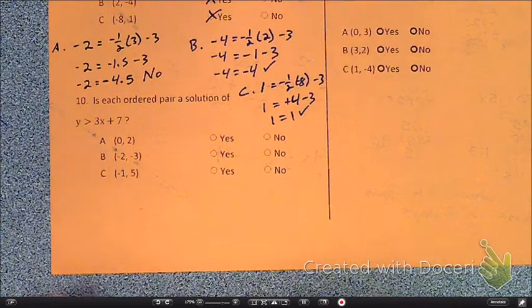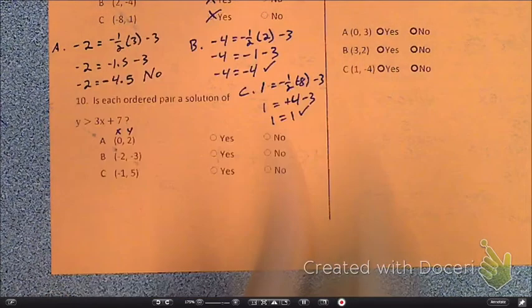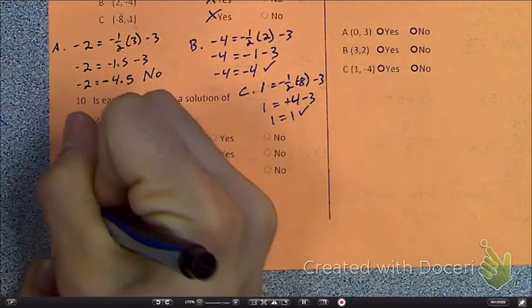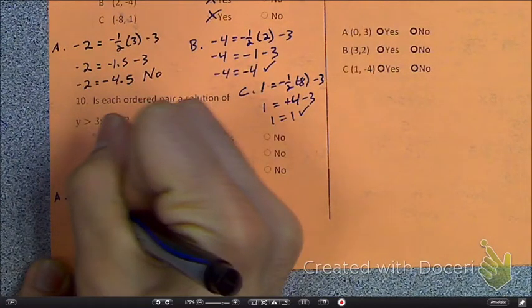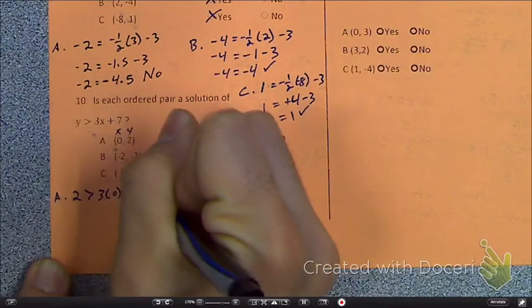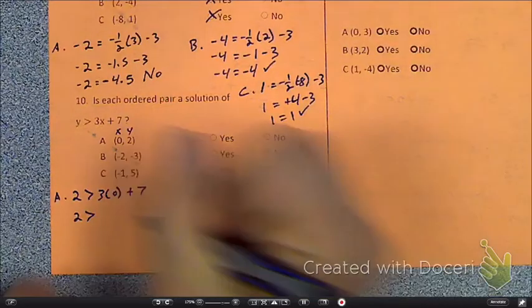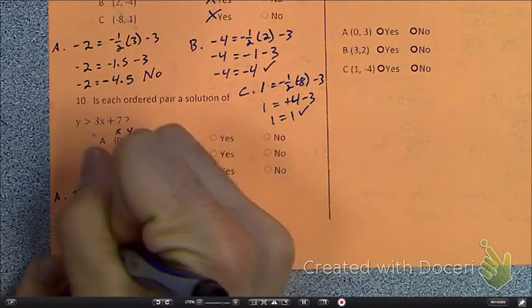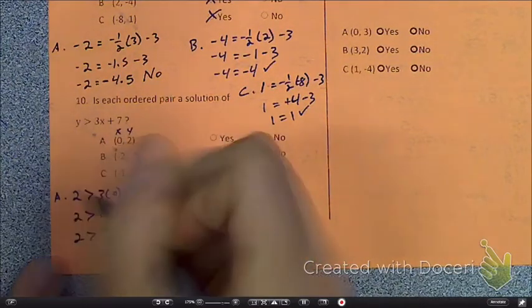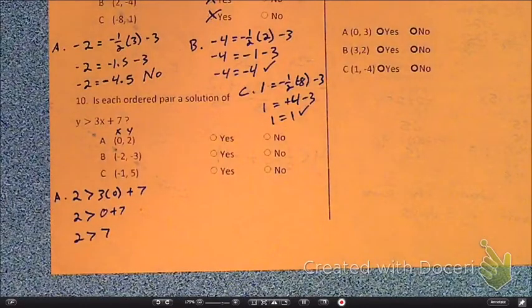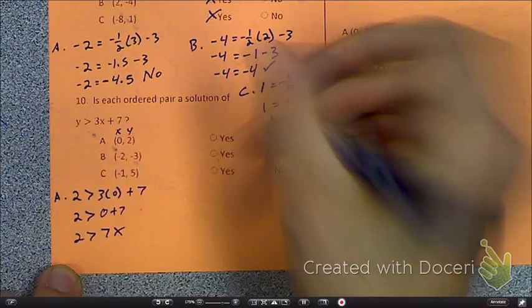Number 10, same thing. Two is greater than 3 times 0 plus 7. What is 3 times 0? 0. Plus 7? 7. Is 2 greater than 7? Obviously not.